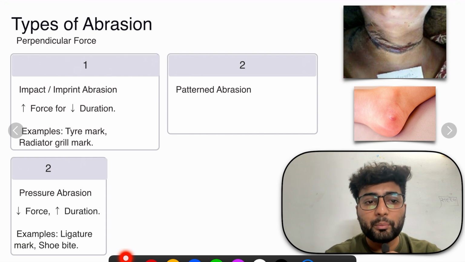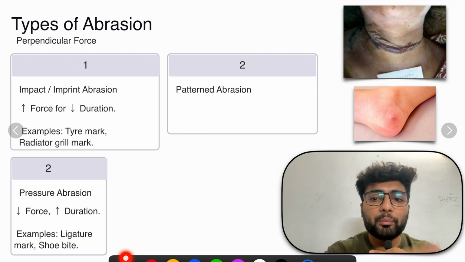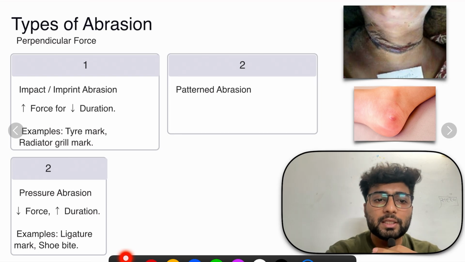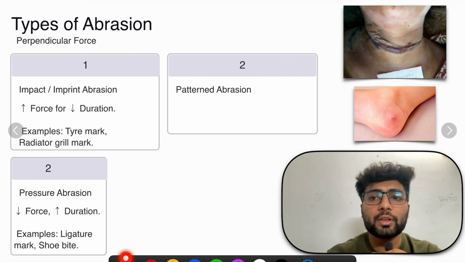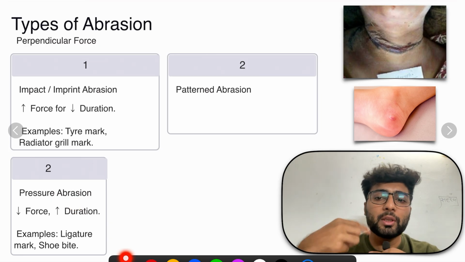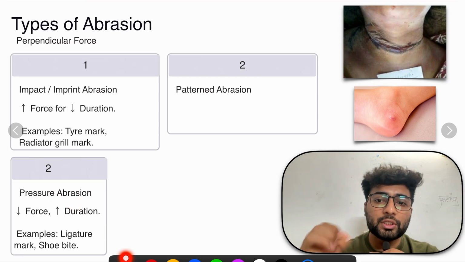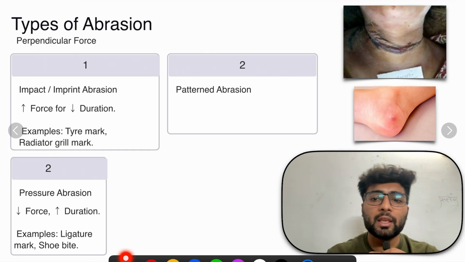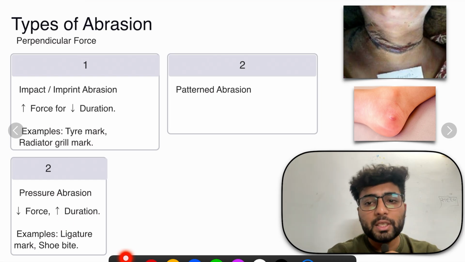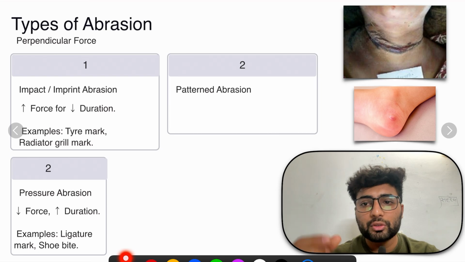Now we'll have the second one, pressure abrasion. This is the opposite of impact abrasion, where the force is less but the duration is more, which is seen in a ligature mark. In hanging you can see this mark over here, this is pressure abrasion caused due to the pressure of that rope, but the force is not that much, force is less, but the hanging has occurred over a long duration. Another example is a shoe bite mark. It is also caused when the duration of force is more. It is caused when you wear shoes of abnormal sizes or sizes which are not yours, so the pressure causes this abrasion.